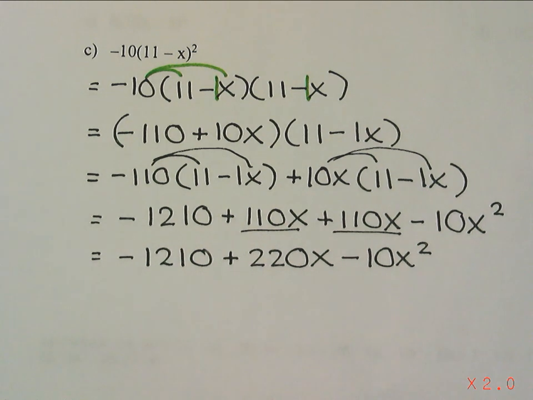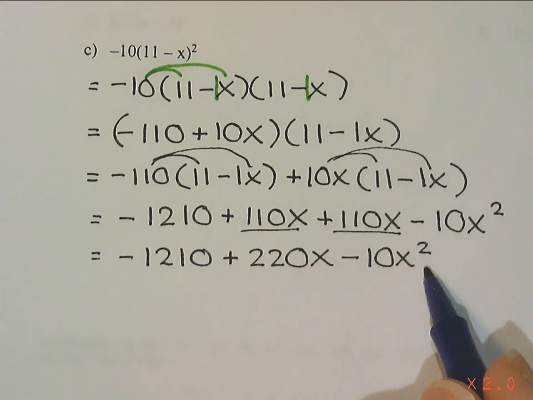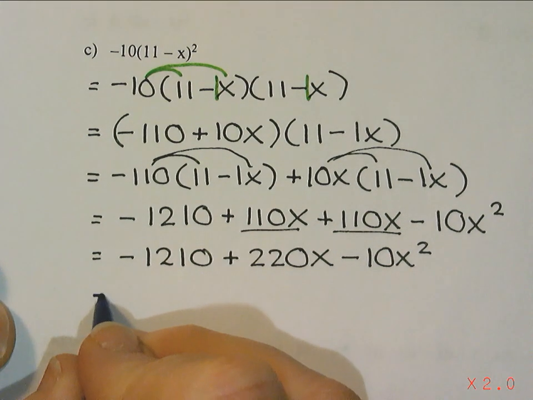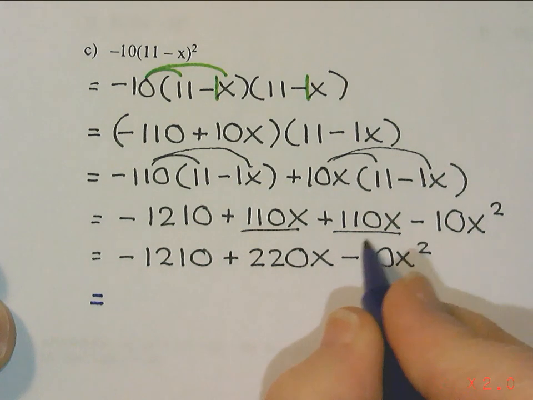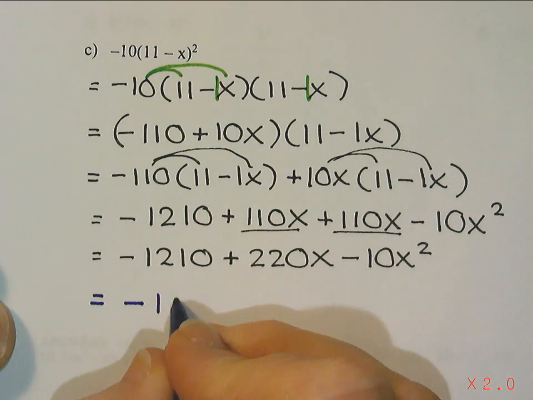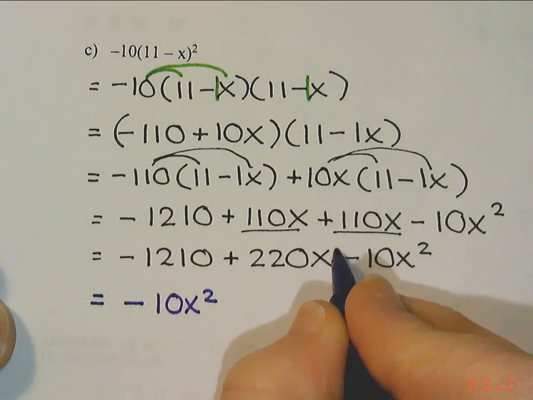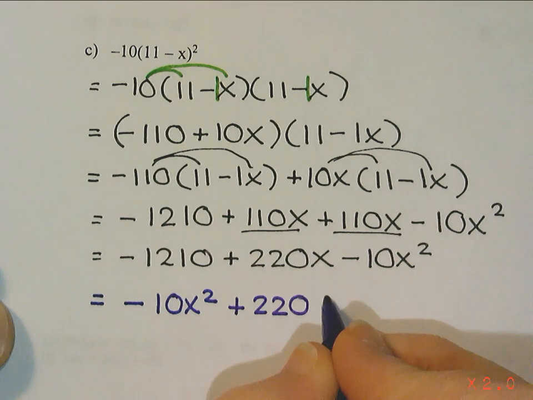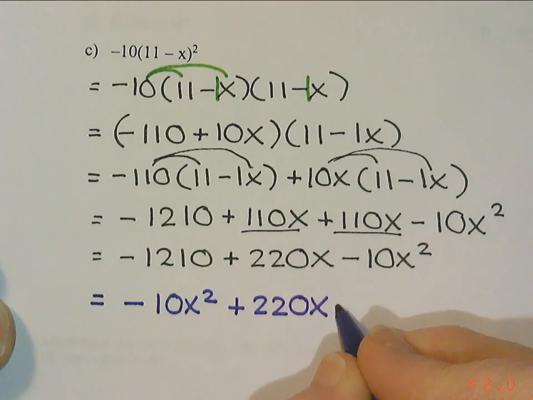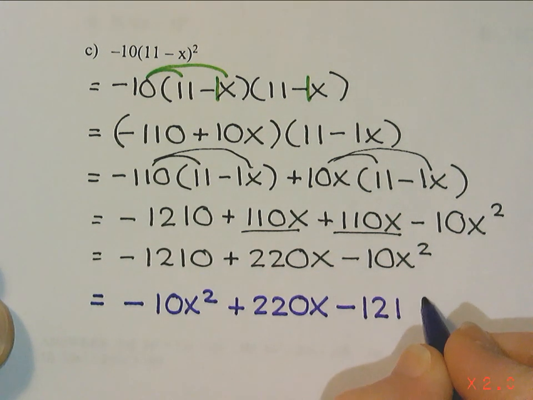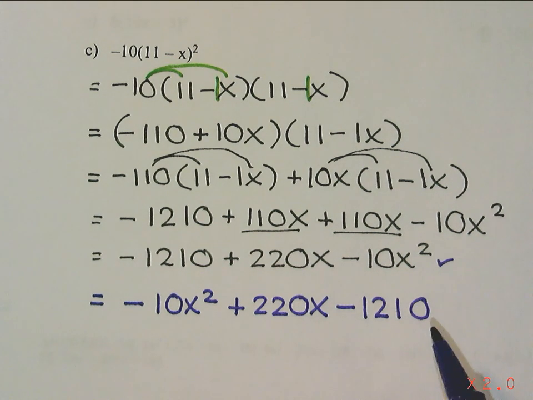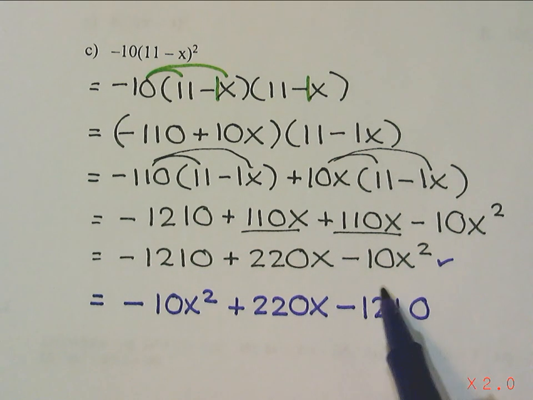However, we do often try to put the x squared first and then the x and then the number. So if you want, you can go one extra step, put the x squared first. That is negative 10x squared. And then the x term, so plus 220x. And then the number, so minus 1,210. But it is fine the way it is, right? It's just if we were doing something else with it, it might be more useful to us in that form.